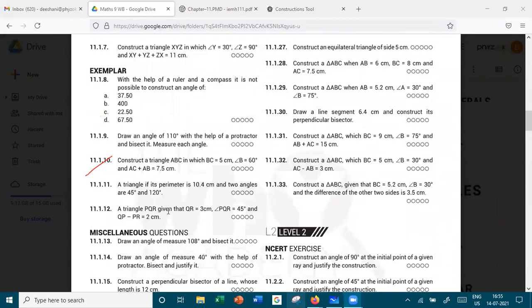Till then, all of you can do the 10th one and send pictures on the group. I want to see the 10th one. Then I will be content that you understood.